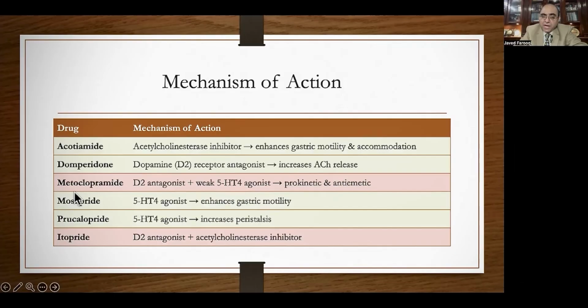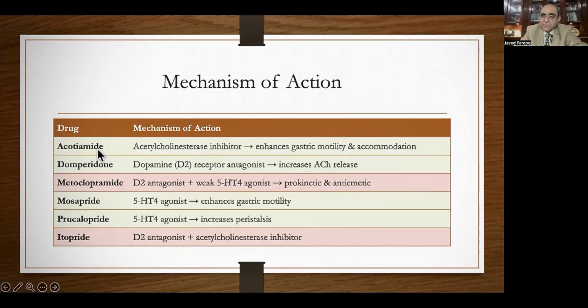Then metoclopramide is a D2 antagonist and weak 5-HT4 agonist, and it acts as a prokinetic and antiemetic. Then mosapride is a 5-HT4 agonist, and it enhances gastric motility. Then prucalopride is a 5-HT4 agonist, and it increases peristalsis. Then Itopride is a D2 antagonist as well as an acetylcholinesterase inhibitor.